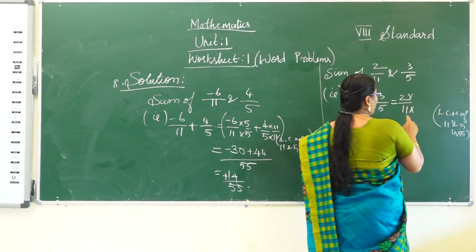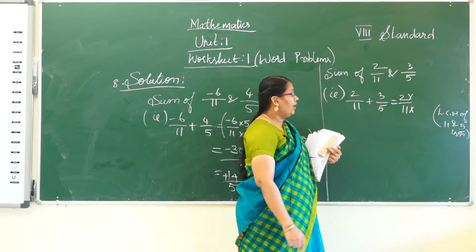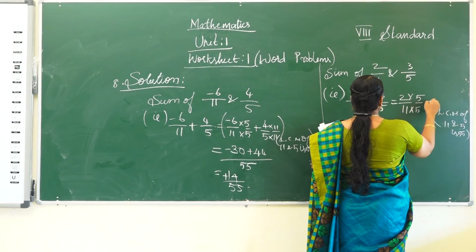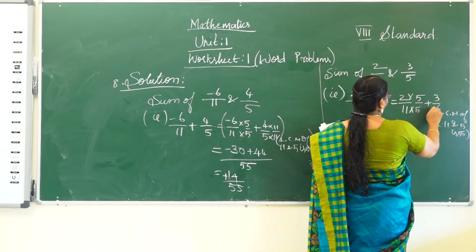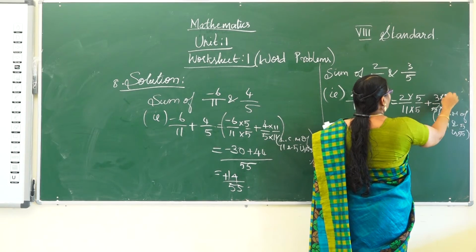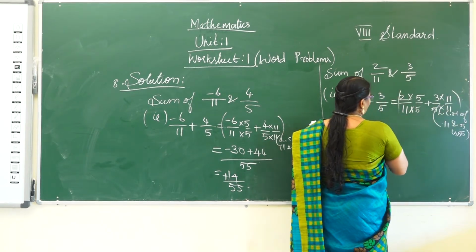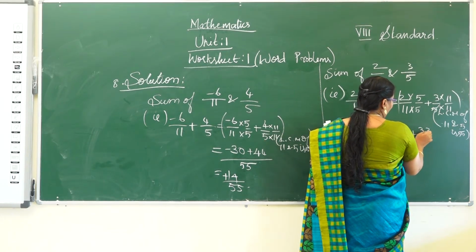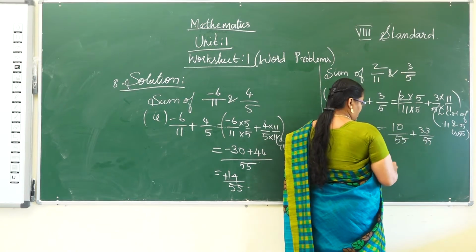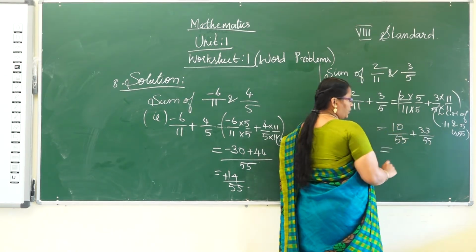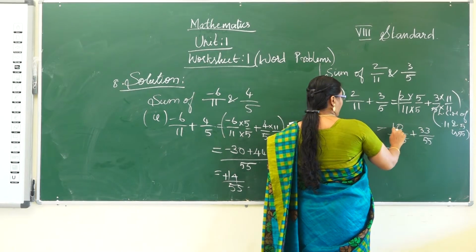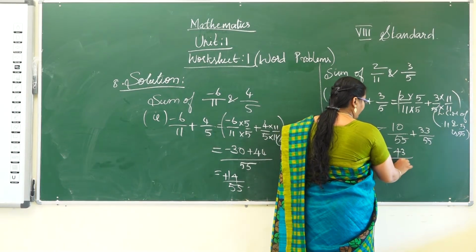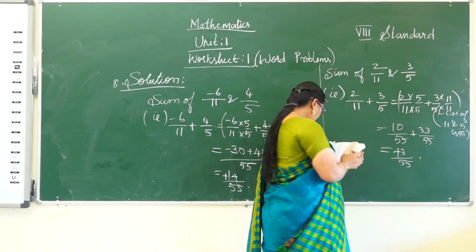Okay. So for 2 by 11, which number multiplies the denominator to get the value 55? 5. The same number also multiplies the numerator. And then plus 3 by 5. Here which number multiplies? 11. The same number multiplies the numerator also. So 2 fives are 10 by 55 plus 33 by 55. Both have the same sign, so add and put the same sign. So what is the value? 10 plus 33. What do we do? Add. 43 by 55.